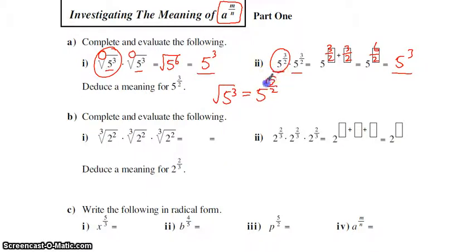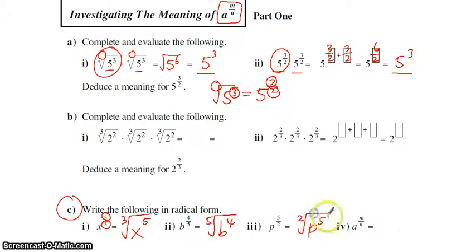All right, so the numerator is your power, the denominator is your root. So the other investigation will show you the same thing. I'll just jump to the answer here to show you, jump to part C. Numerator is your power, denominator is your root.